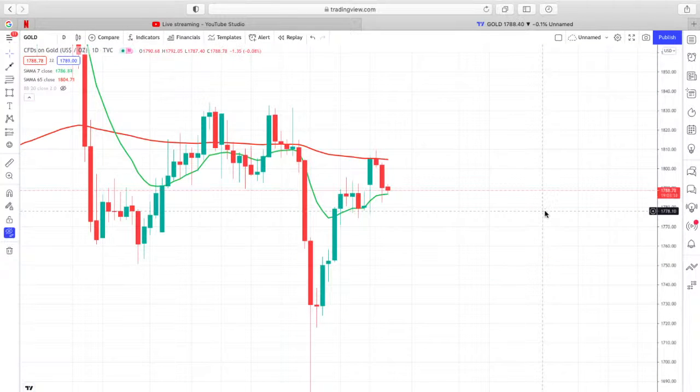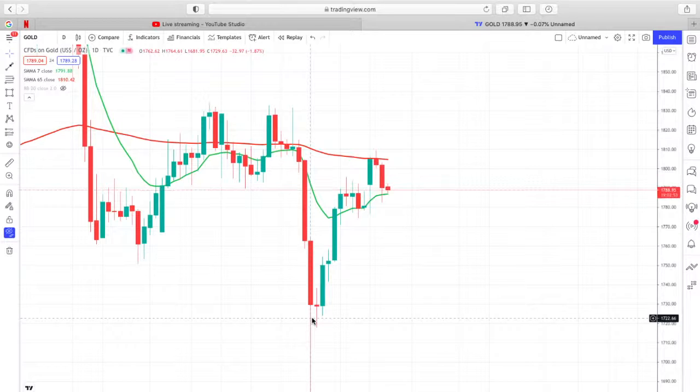Alright, so when we look at this move that happened on gold, let's put our eyes on the most recent down move that we see back from August 8th and 9th. If we look at where this move originates from, it originates right there from the moving average. That's where the selling initially started from. They were playing around at the 65, where the 7 and the 65 come together.